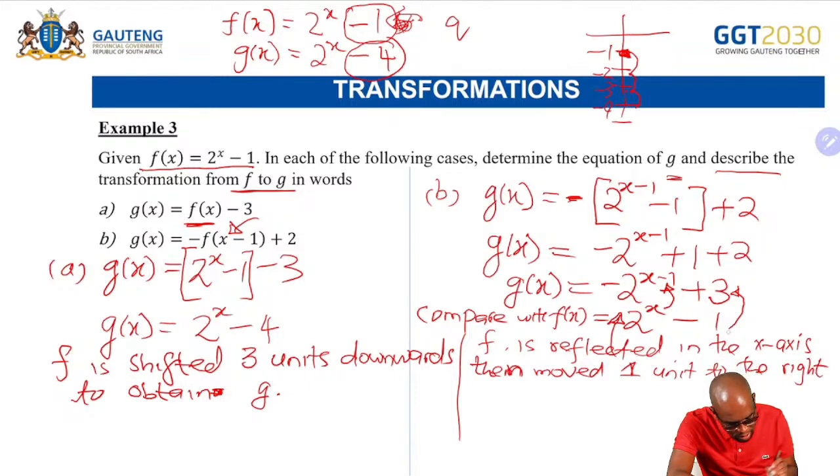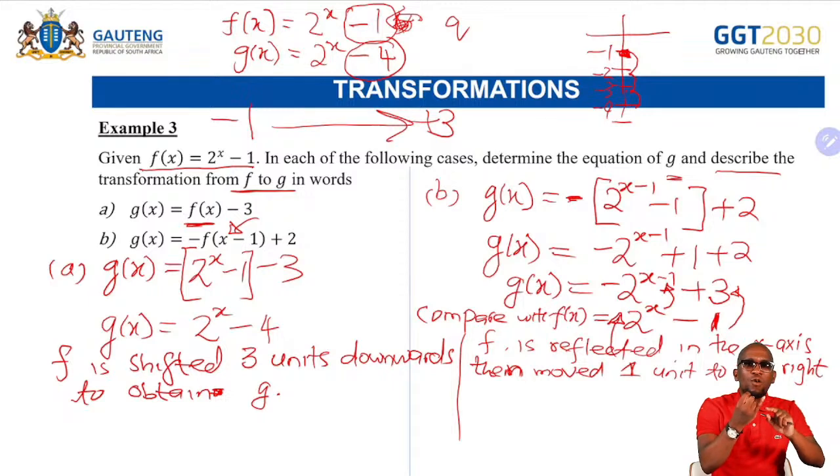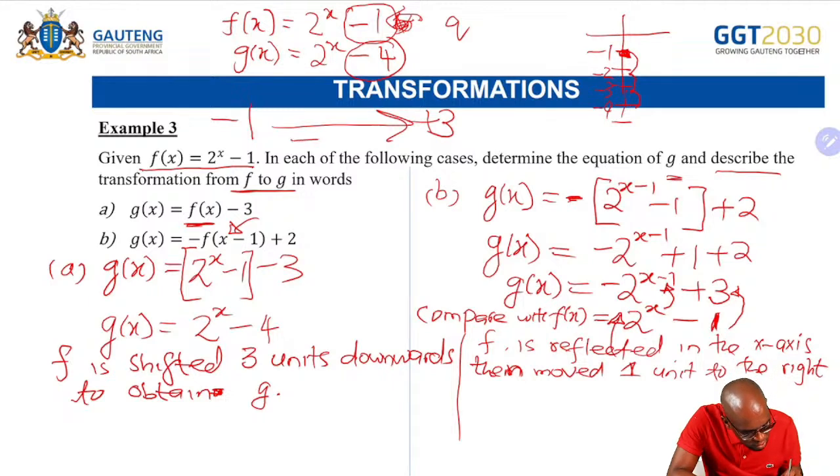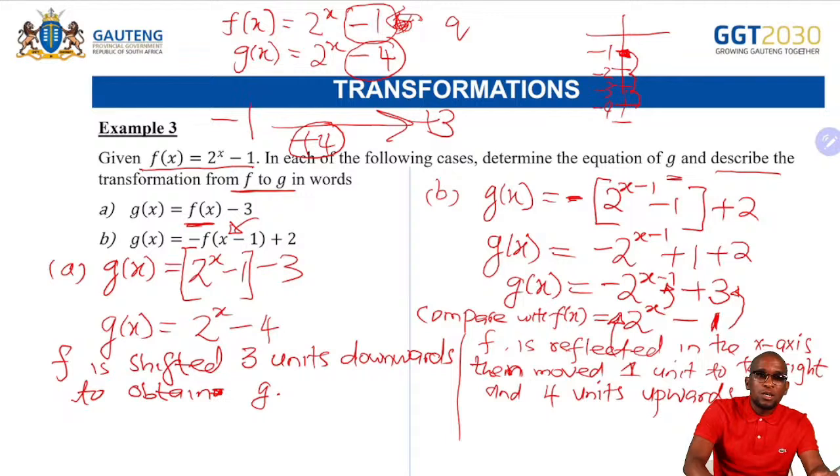And how many units upwards? You see here it has a shift of what? Negative 1. The value changed from negative 1 to what? To positive 3. So it means you went negative 1, 0, 1, 2, 3. From negative 1 to 3, it means you add 4. So what did you do? 4 units upwards.